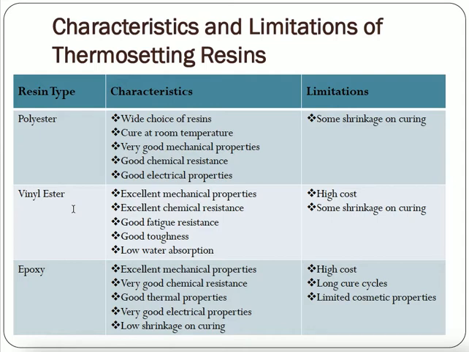Then the next one is epoxy, which also has excellent mechanical properties, very good chemical resistance, good thermal properties, good electrical properties, and also low shrinkage in curing, right? In comparison to the two resin types that we have discussed just now, polyester and vinyl ester, epoxy has a low shrinkage. However, as for the limitations, it also has a high cost, long cure cycles, and limited cosmetic properties, right? So these are the characteristics and also limitations of the thermosetting resins.